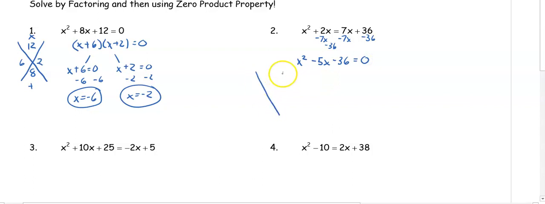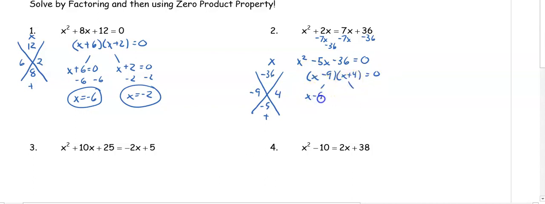So now we need two numbers that multiply to negative 36 and add to negative 5. So we want one number of each sign. Because we're adding to a negative, we want our negative number to be bigger. So we'd have negative 9 and 4. So we get x minus 9 times x plus 4 equals 0.